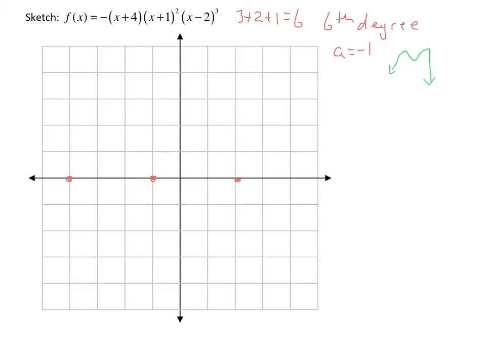What I mean by that is I know the graph, this side of this red dot is going to go under, and it's also going to go under here. So now the edges are going down on both sides. Let's sketch and think about what it's going to look like. I also know that at -4, it's going straight through here. Here, because it's squared, it's going to be bouncing off at -1. And I know it's going to go through here at 2, but with a twist.